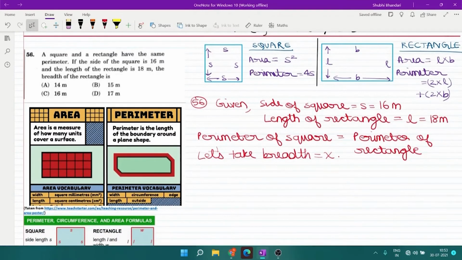Now moving on to the 56th question. A square and a rectangle have the same perimeter, as in the same boundary length.